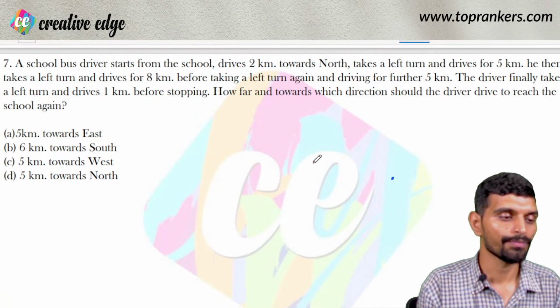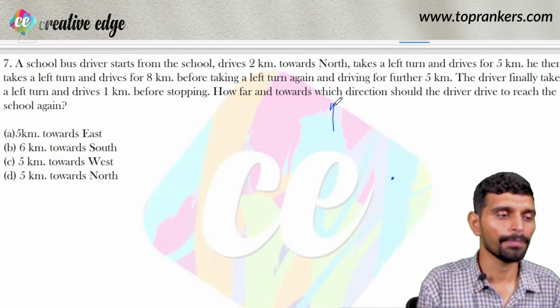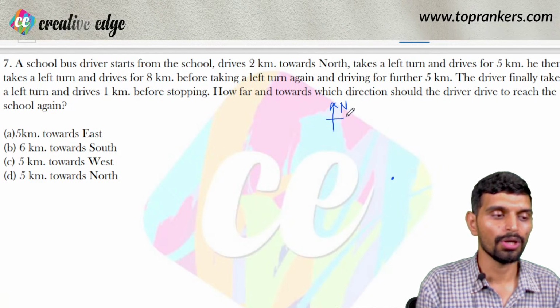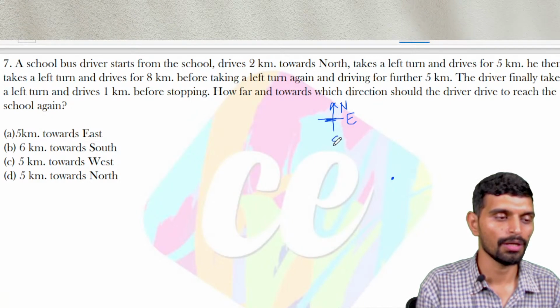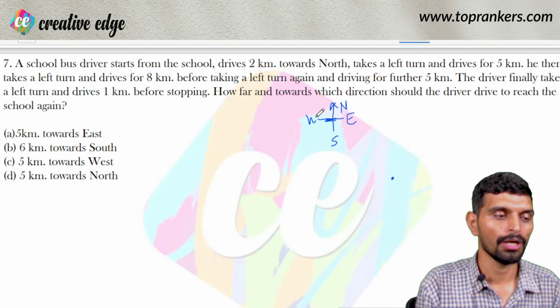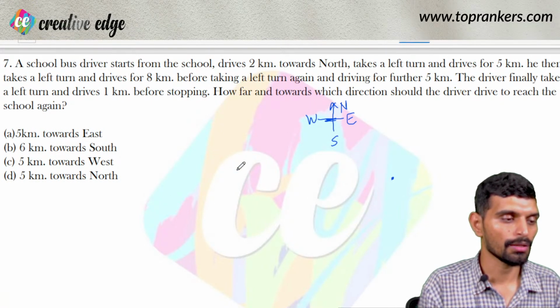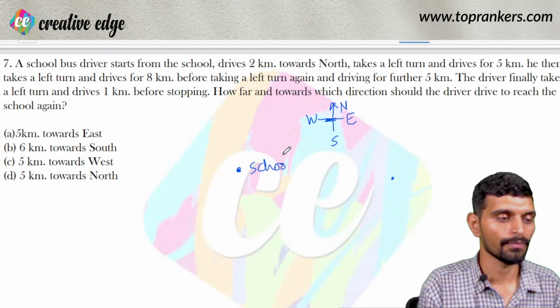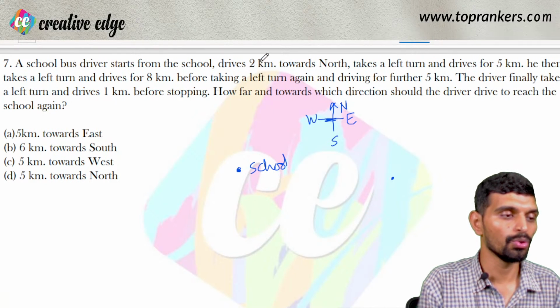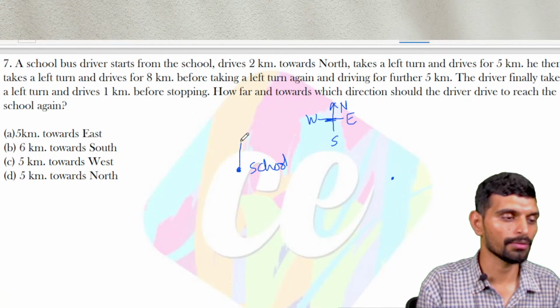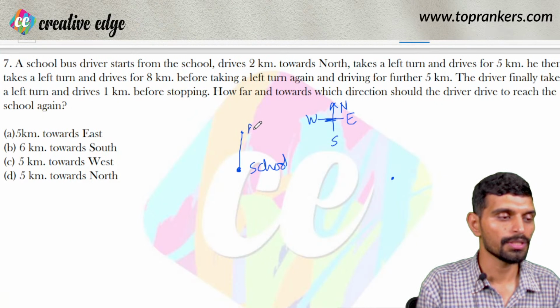So let's see. First step here is to draw north. North, 90 degrees clockwise east, opposite to north is south, opposite to east is west. Let us say the driver started from the school and drove 2 km towards north. So this is point A in north.